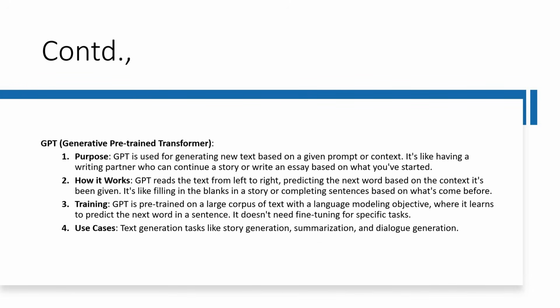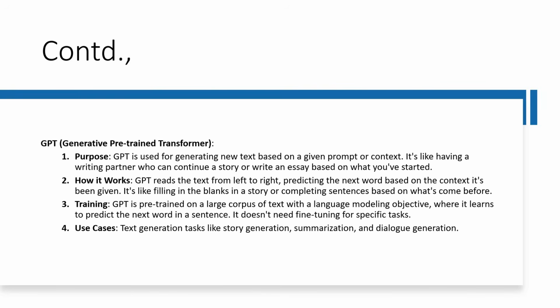GPT is used for generating new text. That's a major point. Based on the prompt or the context that you have given, it will be able to generate new text. GPT reads the text from left to right, predicting the next word based on the context it's been given. It's like fill in the blanks. That's the simplest way somebody can understand it. GPT is trained on a large corpus of text with a language modeling objective, and it has learnt everything from there. It doesn't need fine tuning for specific tasks.